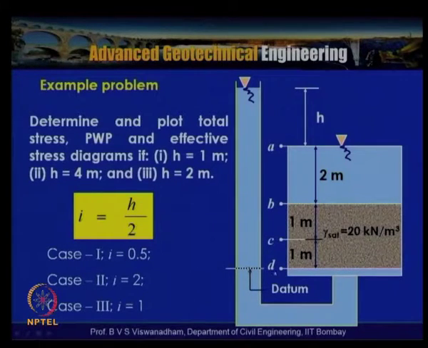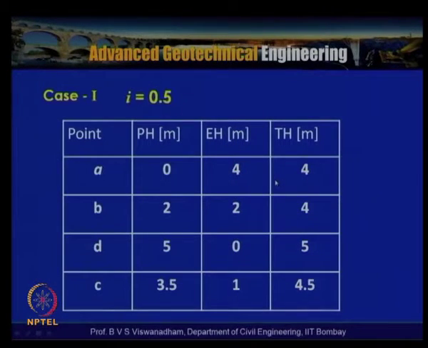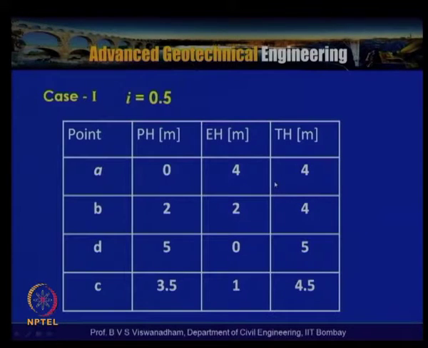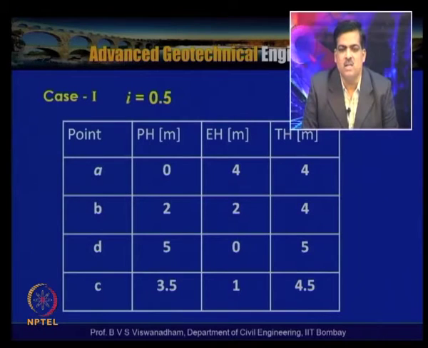So this is the datum, and D is at the datum level, and C is at the midpoint, and B is at the top of the soil surface, and A is the top of the water surface. At point A, on the right hand side stem, the pressure head is 0 and the elevation head is 4 meters, because it is 4 meters above the assumed datum. So total head is 4 meters.